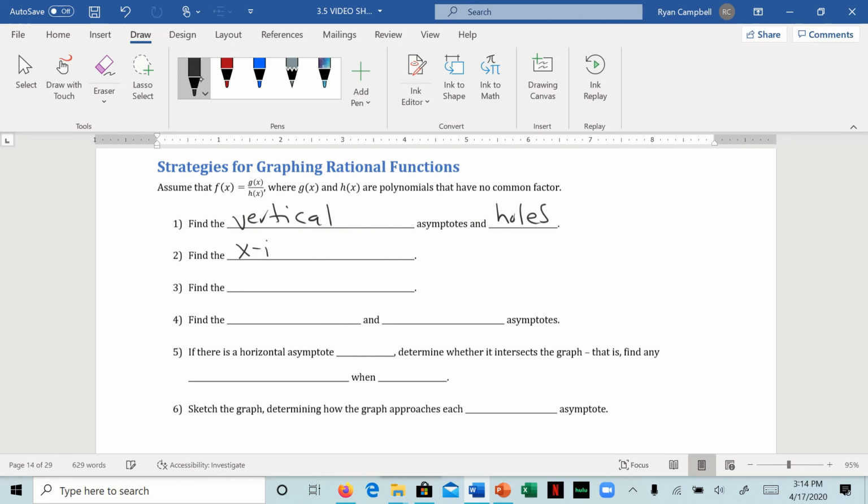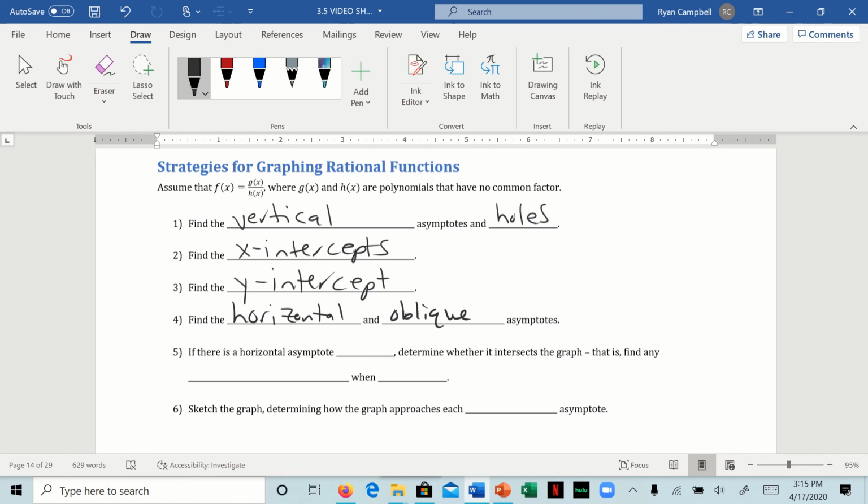Step 2, find the x-intercepts. Step 3, find the y-intercept. There's only one if it's a function, right? Step 4, then find all the horizontal and oblique asymptotes.